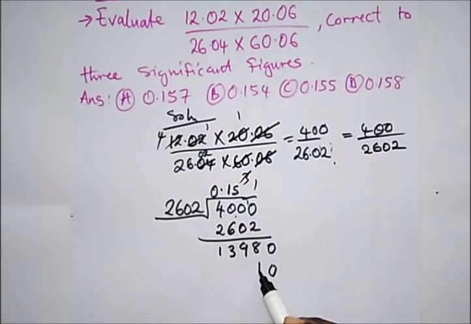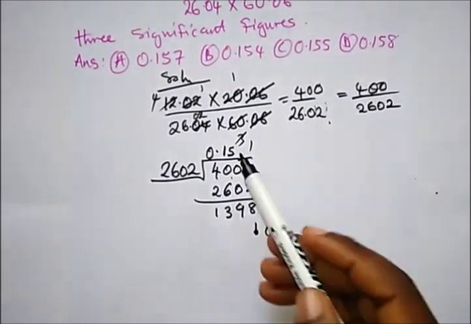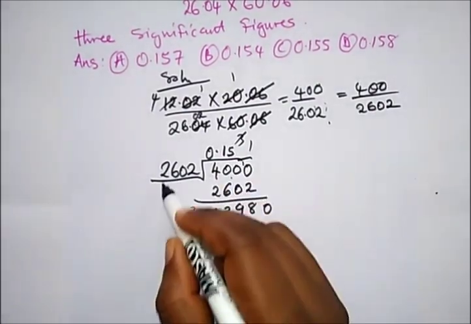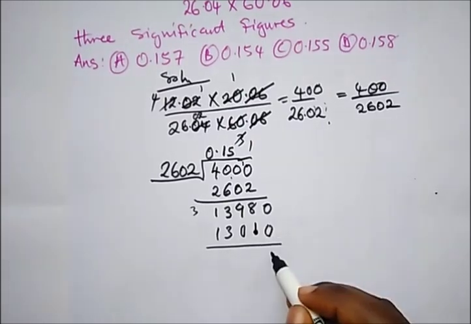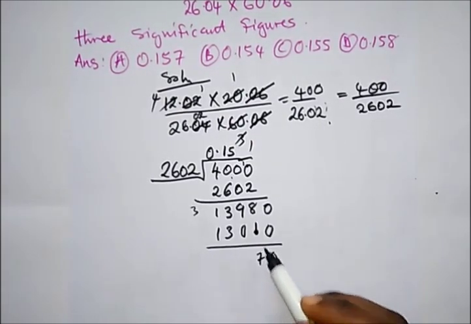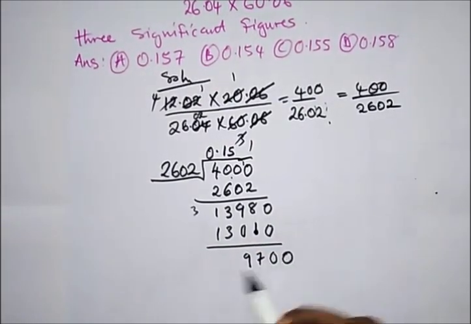5 times 0, 1. Add that, it will give us a 1. Okay, and 5 times 6, that is a 30. Put 0, carry 3. 5 times 2, that's 10, plus 3, that's what? 13. Okay, let's subtract this. We have what? Is 0. Then 8 minus 1, that is a 7, and we have 9 here, and this is 0. So we add a 0.